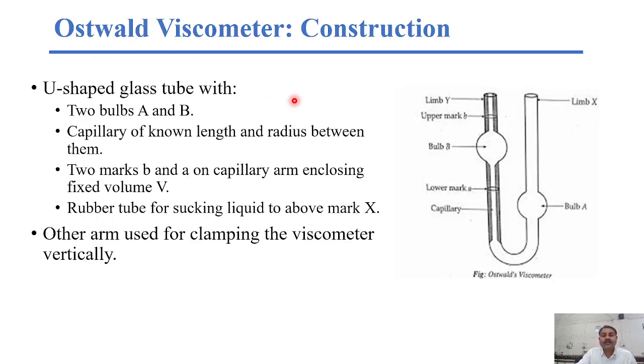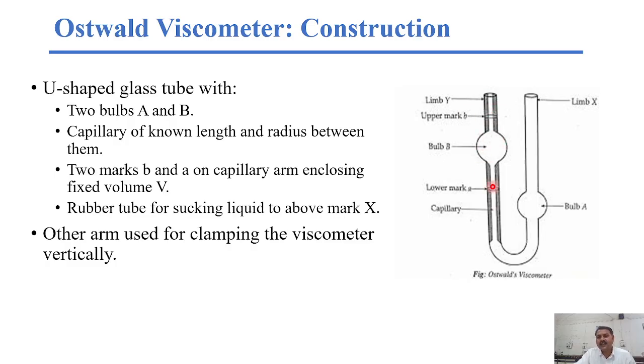So how is this viscosity measured? The viscosity of any liquid can be measured by using an instrument, a glass pipette, called the Ostwald viscometer. It is named after the scientist Ostwald, who discovered this instrument to determine the viscosity of any liquid.